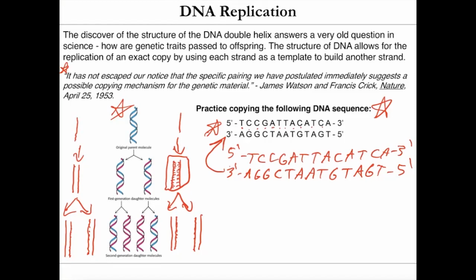So all the information necessary to replicate one strand of DNA is encoded in the other strand of DNA. This is a really important feature of DNA. You don't need to be able to copy a DNA sequence, but it's kind of fun and easy to practice. So if you want to do that, have at it. So that's DNA replication. It's a very important step in the field of biology.